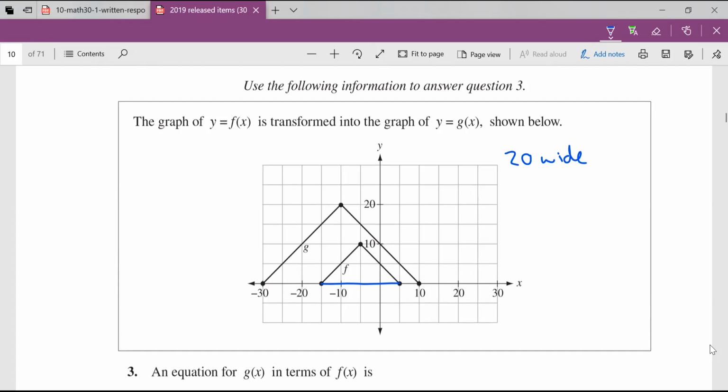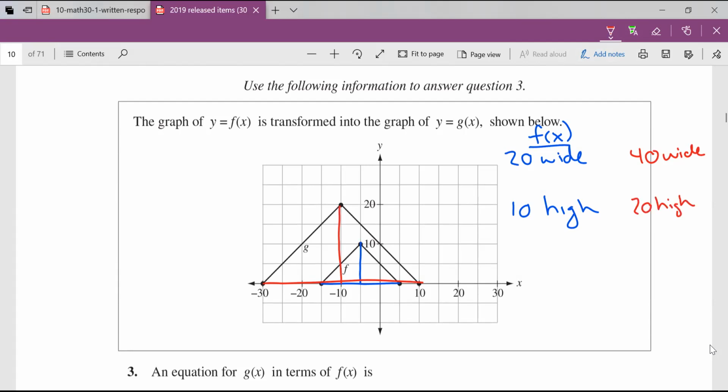And how high am I? Well, I'm 10 high. Okay, that's the original. That's f at x. Then what I'm going to do is the same thing for g at x. I'm going to say, how wide is g at x? Well, g at x is 40 units wide, and g at x is 20 units high.